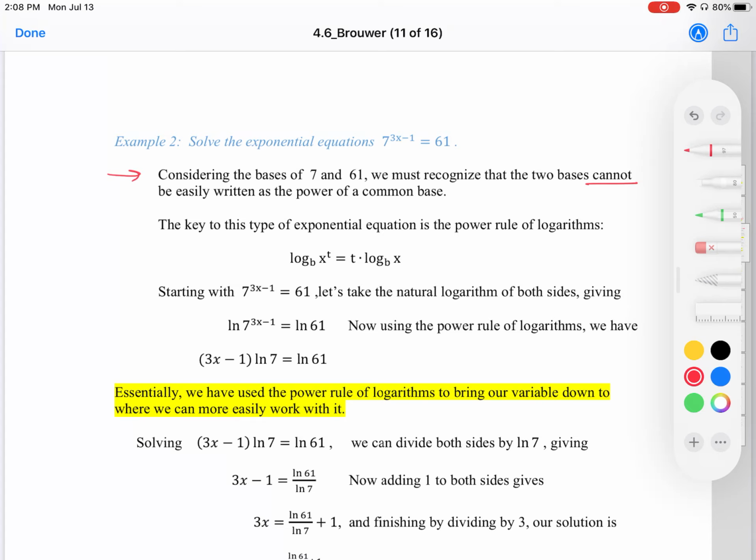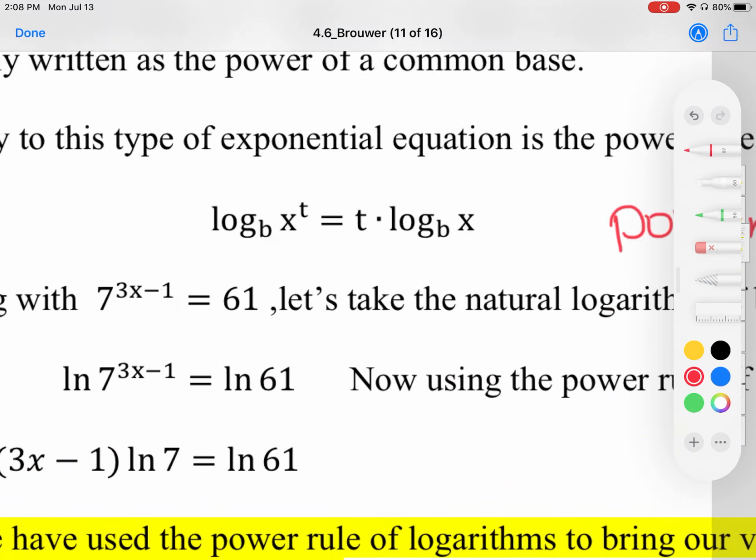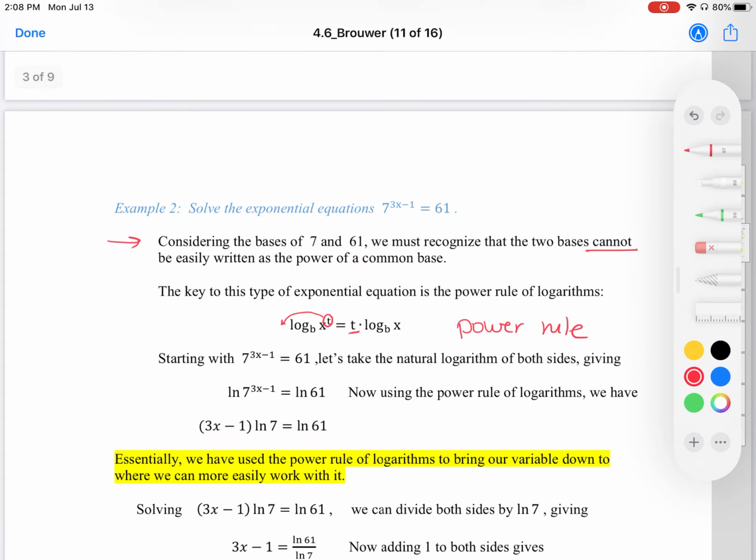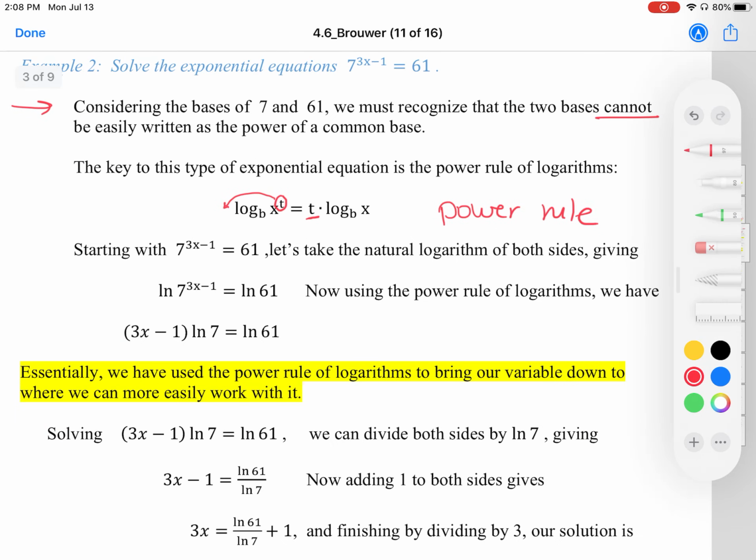So one of our rules, I think this one's called the power rule. It was the third one from our last section. And this says that if I have an exponent, I can go ahead and bring it forward if I have a log, right? So they're being multiplied. All right. But now our question doesn't have logs, does it? It says we have 7 raised to 3x minus 1 equals 61.